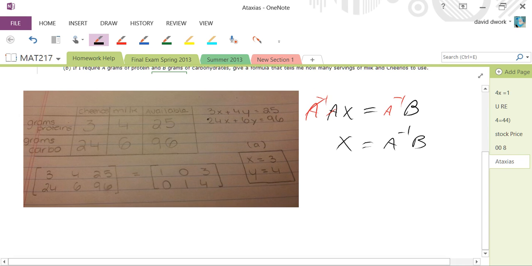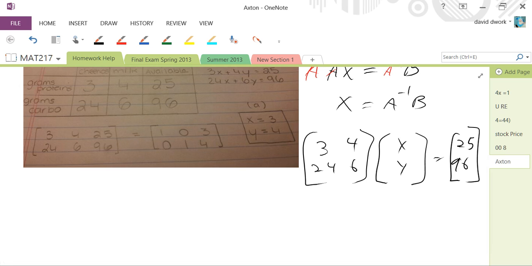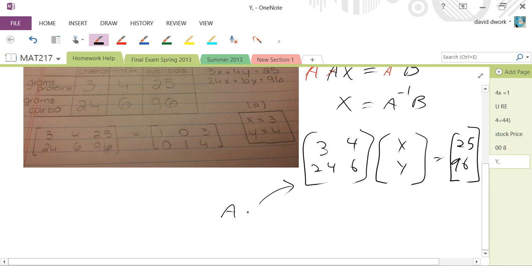All we need to do here to solve your problem is we put this into the matrix A, which would be 3, 4, 24, 6, very similar to how you did it. Our variable matrix would be X and Y, and then our B matrix would be 25 and 96. So now we would use our graphing calculator to get the inverse matrix here. So take A and turn that into A inverse, and the graphing calculator does that for us.